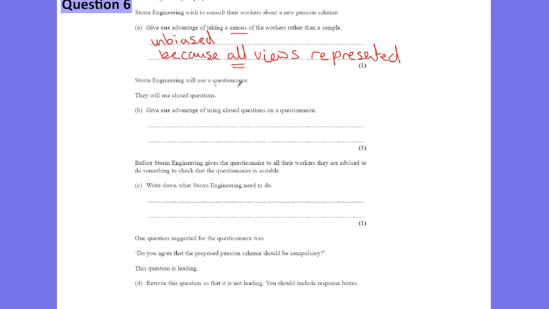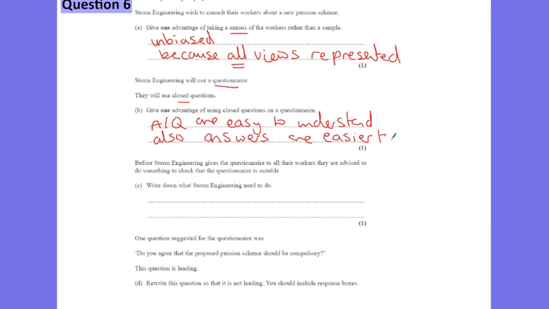It's going to use a questionnaire and they're going to use closed questions. Give 1 advantage of using closed questions on a questionnaire. So things you can write here, questions, answers are easy to understand. Also, the answers are easier to handle. Put in tables, interpret by having those response boxes.